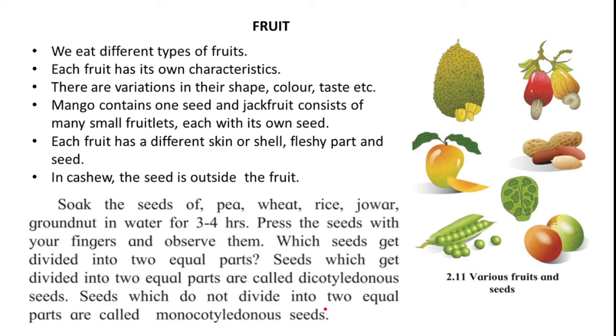Seeds which do not divide into 2 equal parts are called monocotyledon seeds. Examples are wheat, rice and jowar.